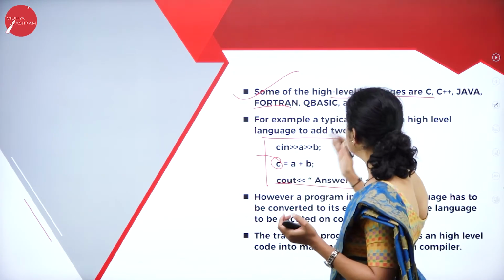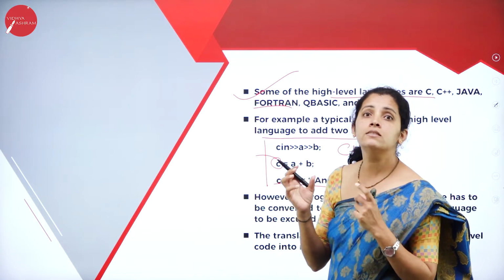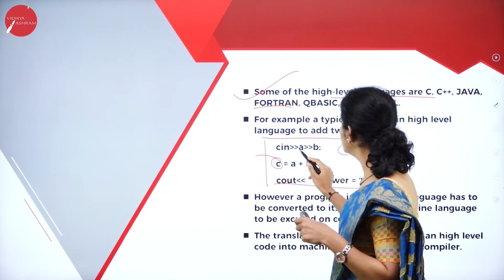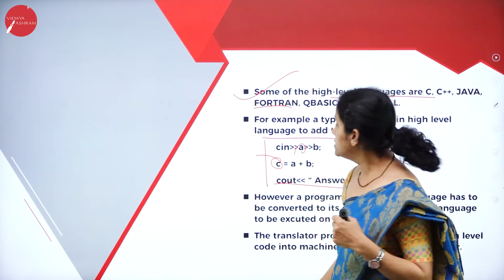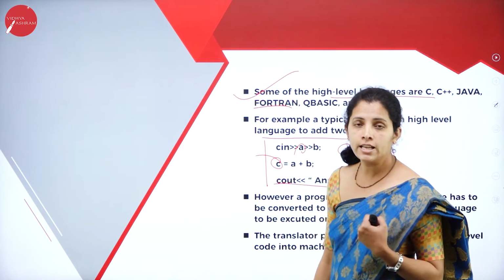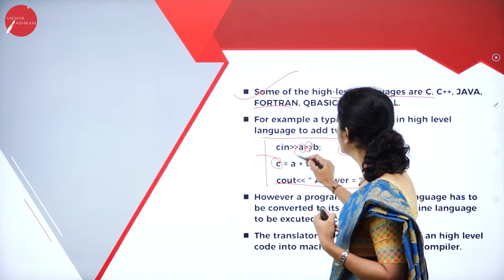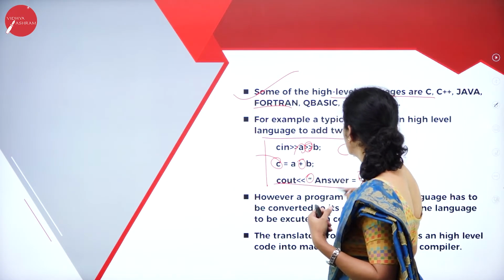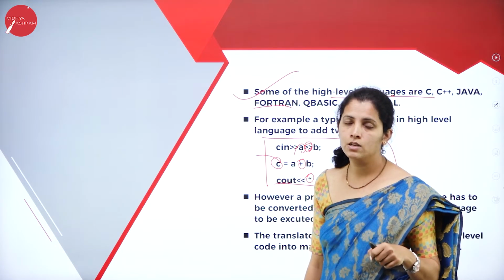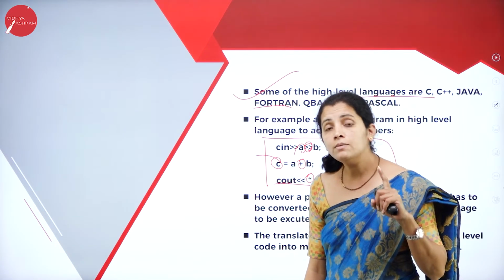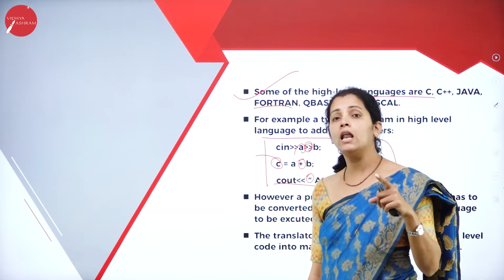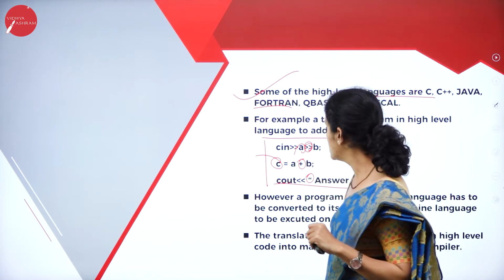If I look at this code, I'm using some English language like cin. These are letters present in the English language, and these are some symbols. Even this is a symbol. This double quote is also an example of a symbol. So high level programming language is nothing but English language along with some symbols.